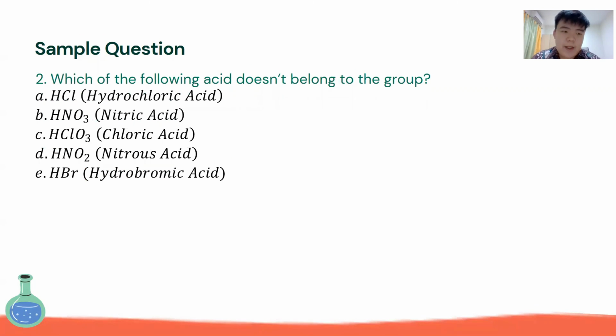The next question is quite easy. Which of the following acids doesn't belong to the group? A. HCl or hydrochloric acid, B. HNO3 or nitric acid, C. HClO3 or chloric acid, D. HNO2 or nitrous acid, and E. HBr or hydrobromic acid. I'll give you 5 seconds, or if you need, pause the video here and try finding the answer.